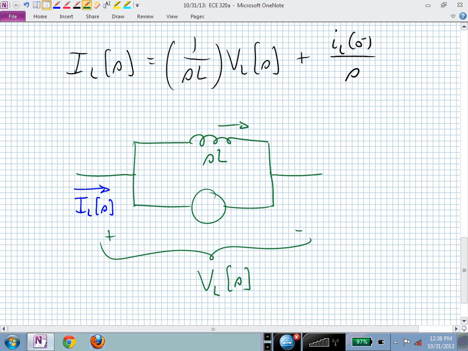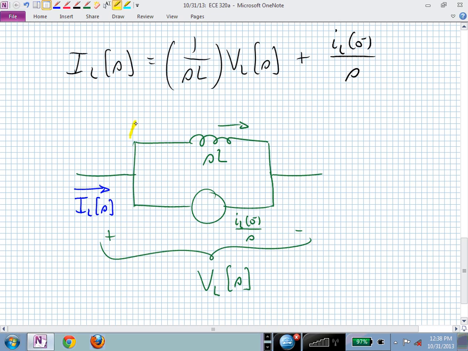And what's the labeling of that source is going to simply be I sub L of 0 minus over S. And which direction do I want the current source to be moving? From left to right or right to left, based on this governing equation.